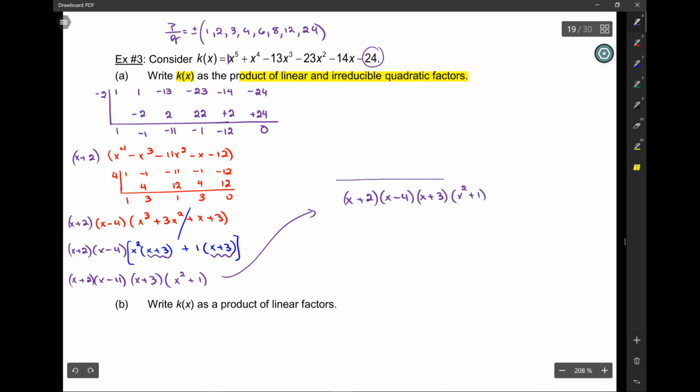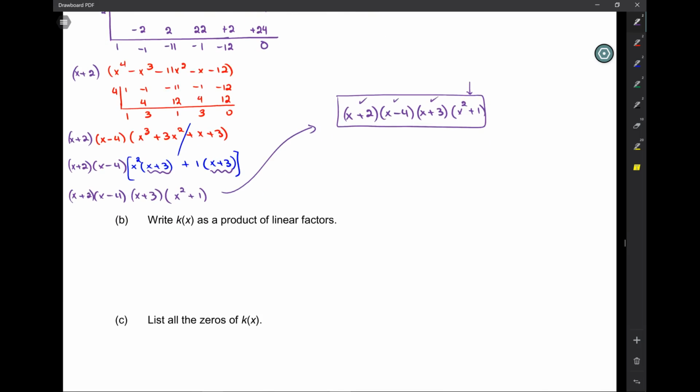Okay, let's see what we have here. We have factors. Linear factor, linear factor, linear factor. This is a quadratic factor, and it can't be factored the way we know it. So it's an irreducible quadratic factor. So this is it. We're done with part A.